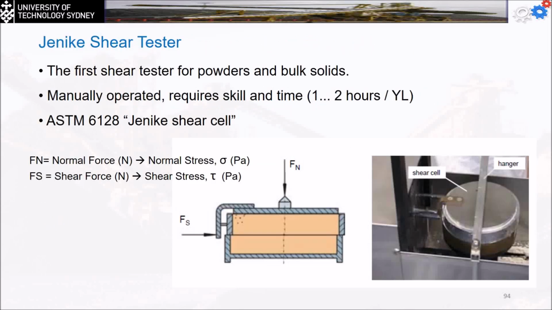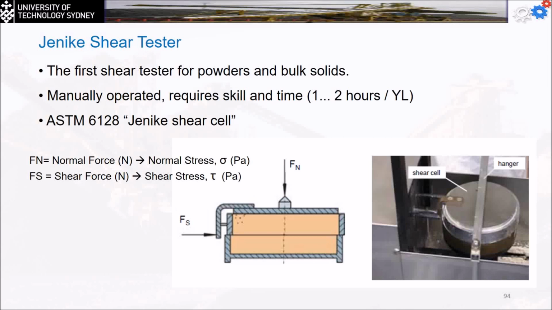The one they have for the civil engineer is square shaped instead of cylindrical, but at the end it's going to give you the same results. So the Jenike shear tester, the first shear tester for powders and bulk solids, was manually operated, requires skill and time, and it takes between 1 to 2 hours for each yield locus. That's the manual one.